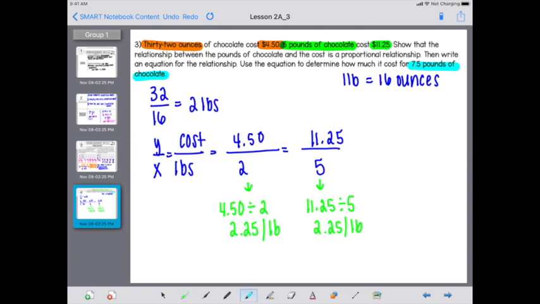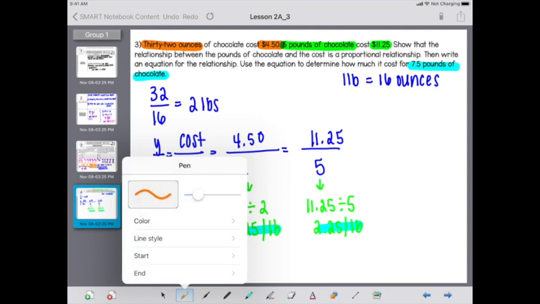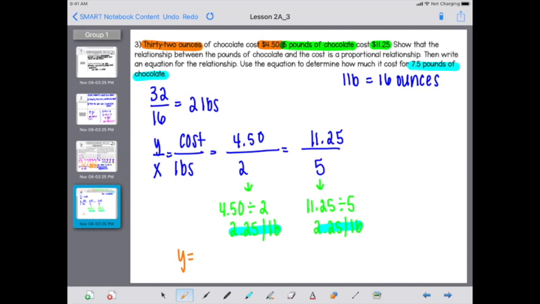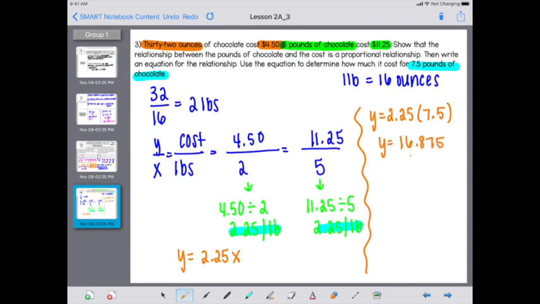So then you have a constant of proportionality, which is your 2.25. I am going to write my equation, which is y, the cost, is going to be equal to 2.25 times x, which is the number of pounds. And if I want to figure out how much money I'm going to spend for 7.5, I would do y equals 2.25 times 7.5 pounds. Once I multiply, I'm going to get 16.875. So this would round to $16.88 for 7.5 pounds of chocolate.